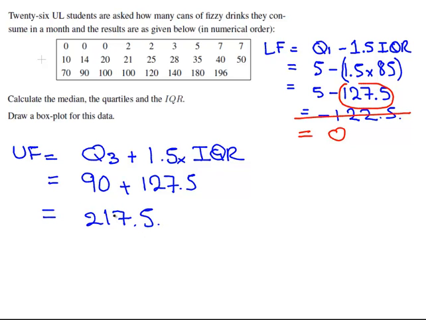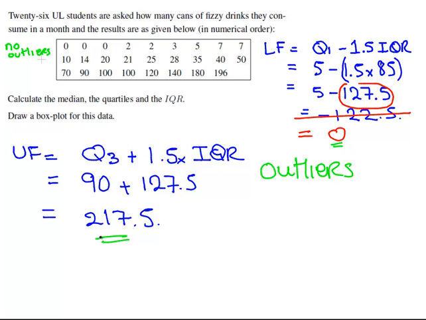Now, why do we calculate the upper and lower fence? What we're interested in is outliers. Are there any values less than 0 or greater than 217.5? Less than 0. Now, we know there's values there that are 0, but are there any values there less than 0? So there's no outliers on this side. There's no low outliers. There's none less than the lower fence.